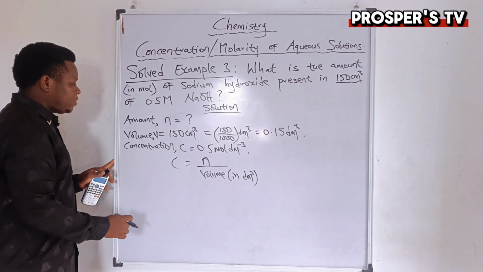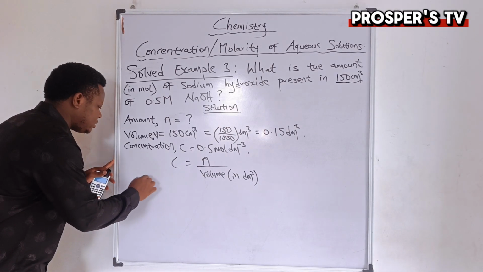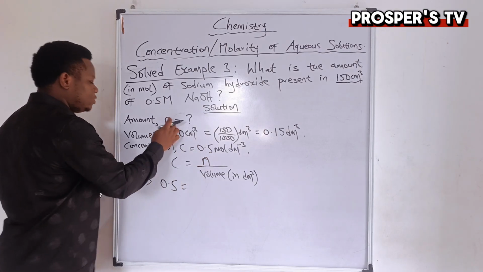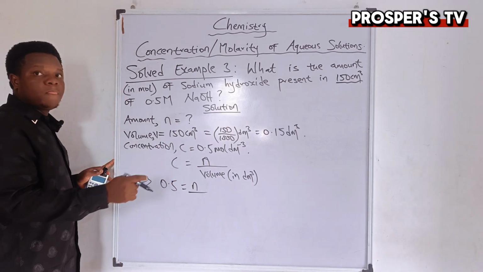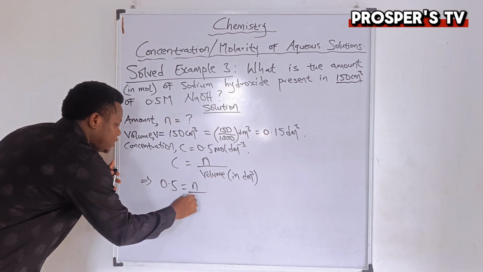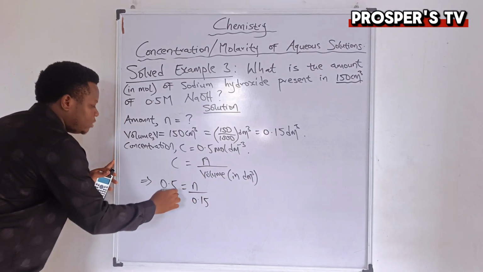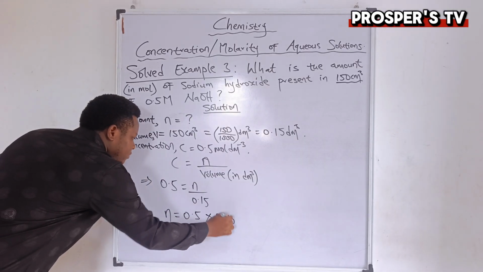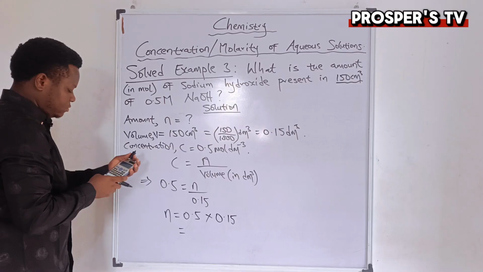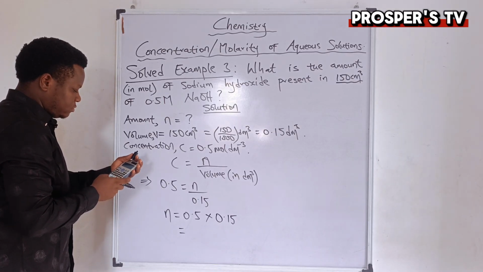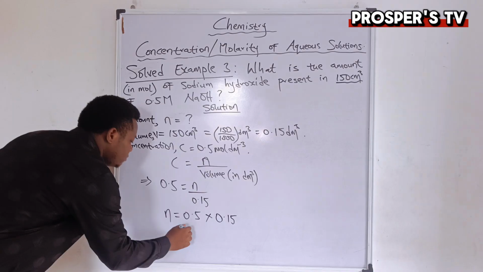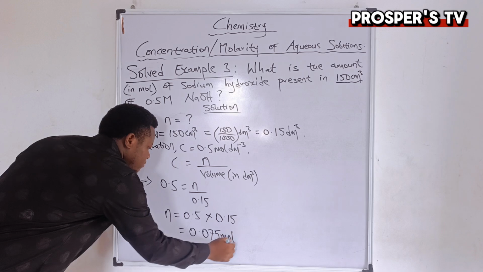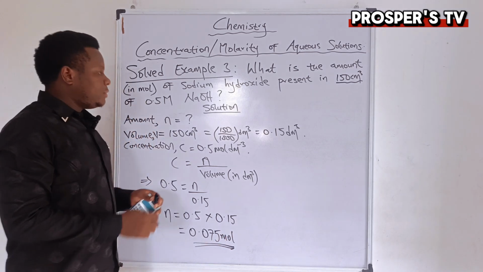Okay, so if we substitute in our values now, in place of concentration, we have 0.5 is equal to, in place of the amount, we don't know, so we'll leave that as N. The volume we've converted to dm³ as 0.15. So by the time you cross multiply, you have that N would be equal to 0.5 multiplied by 0.15. That gives you 0.075 moles. So that becomes your answer for this particular problem.